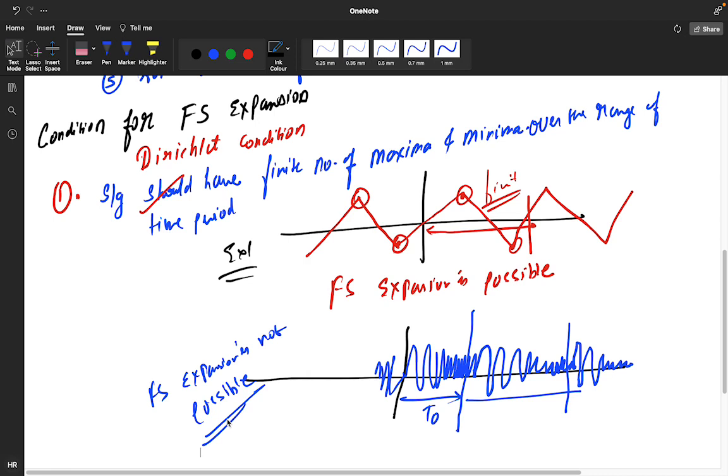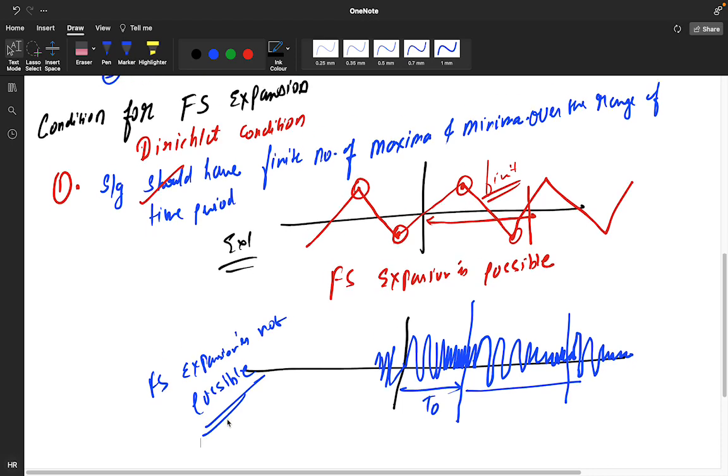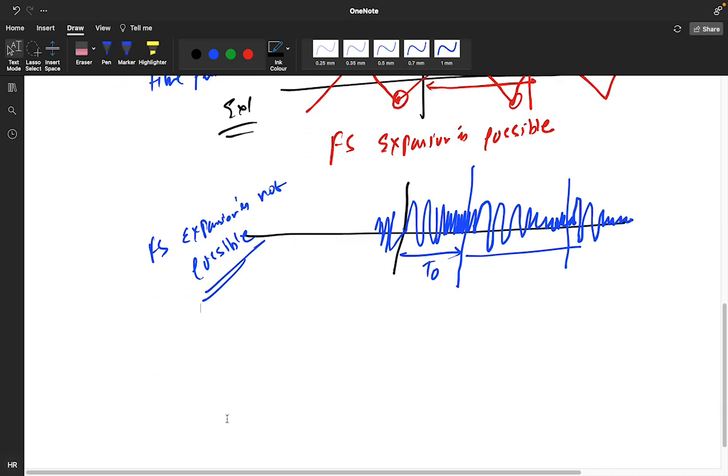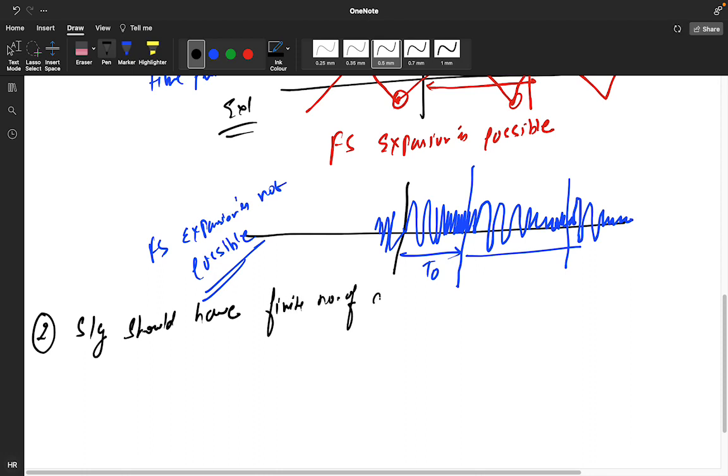Okay, the second condition. This was the first Dirichlet condition, and the second condition is that the signal should have a finite number of discontinuities. What is the meaning of discontinuities?